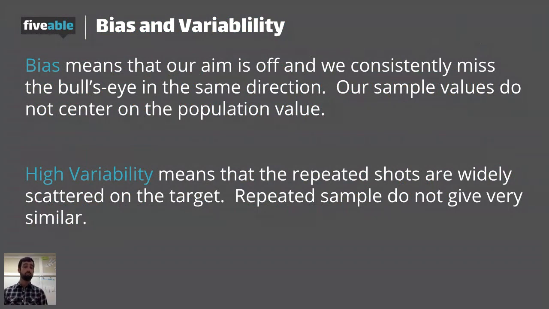And then we have something called variability. When we have high variability, that means the repeated shots are scattered all over. Samples don't give similar results, meaning some of my samples are really high, some of my samples are really low.